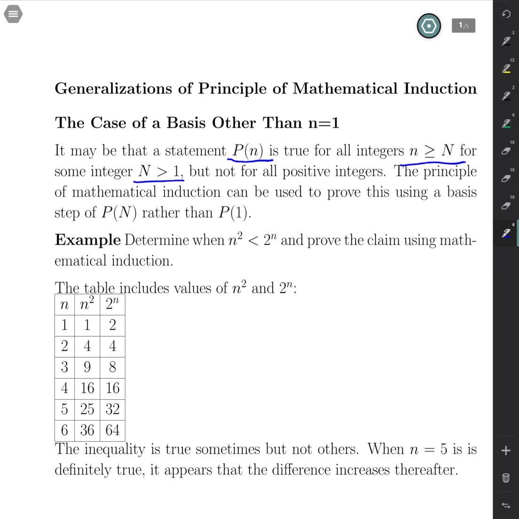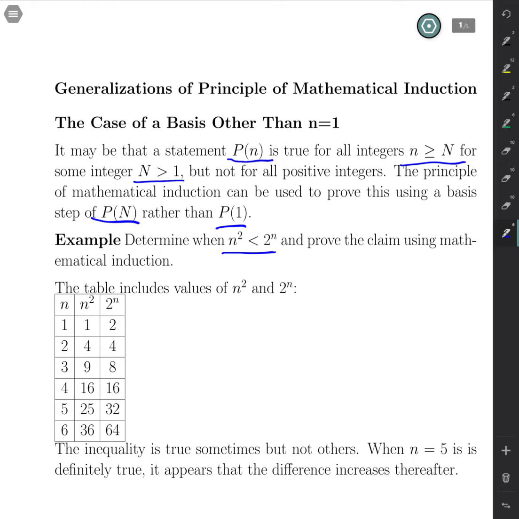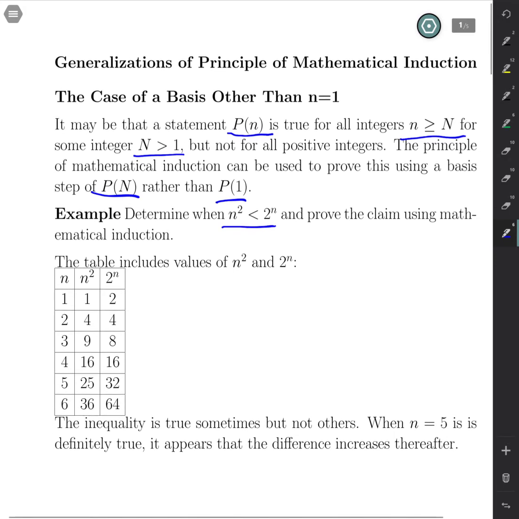So we can use the same strategy, the principle of mathematical induction. It changes the basis step because we'll start with P of N rather than P of 1. And so we'll look at this example where we prove that n squared is less than 2 to the n, at least starting at some point. And let's investigate when that might be.